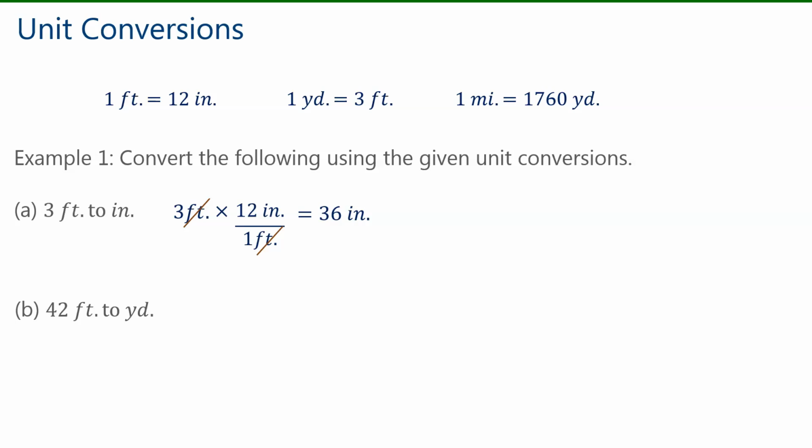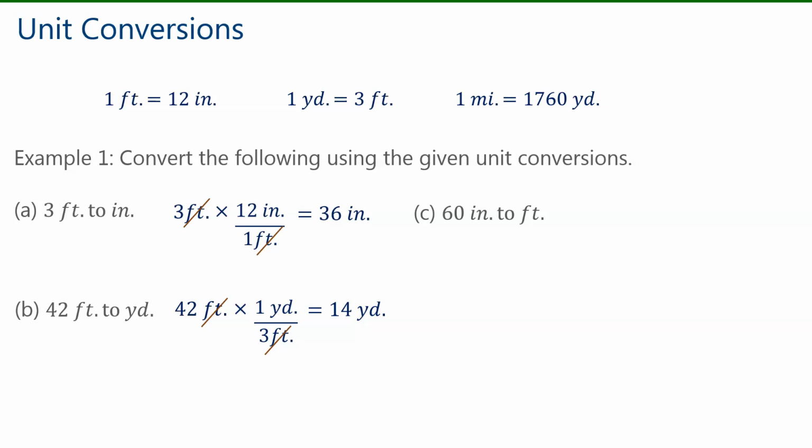Now let's look at B. Here we have to convert 42 feet to yards. So now which conversion do we use for this one? We'll use the middle one. 1 yard is equal to 3 feet. So let's start by writing 42 feet multiplied by 1 yard over 3 feet. So I wrote the fraction this way so that this foot would cancel with this one. Now this time I have to do 42 times 1 divided by 3, or simply 42 divided by 3. And that works out to be 14 yards.